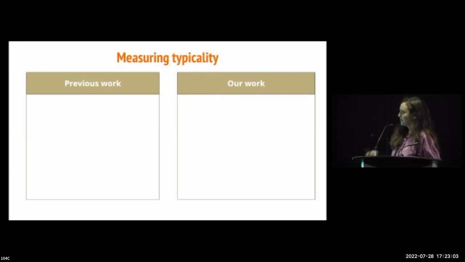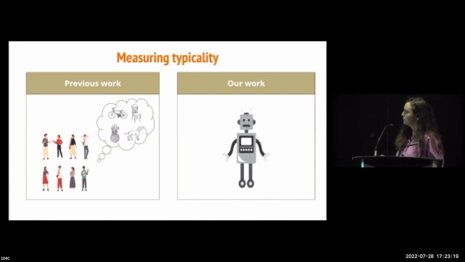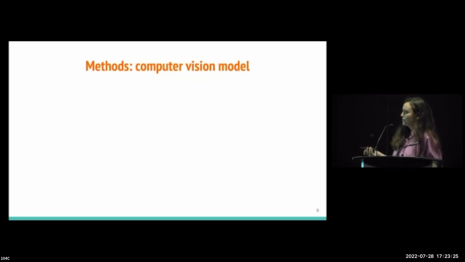Another thing that we have to talk about is how to measure typicality. Previous work usually used subjective ratings of typicality. Speakers were asked to give a score for how closely an object resembled the mental image of that category. Instead, in our work, we are going to use a computational measure so that we have a larger-scale study that is easily scalable. So we are going to use a computer vision model.